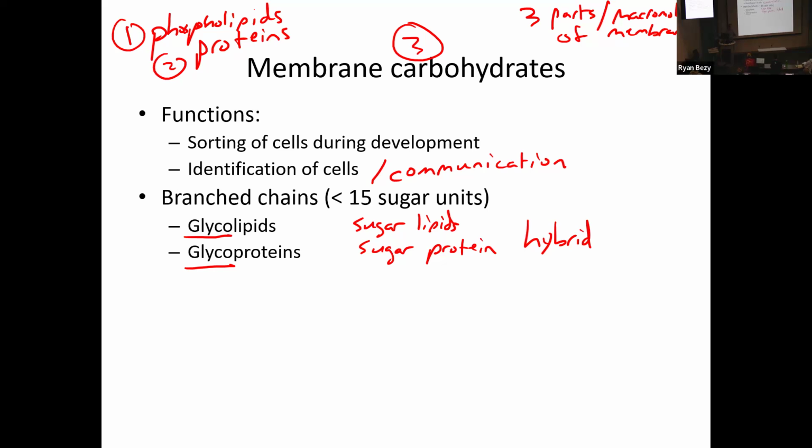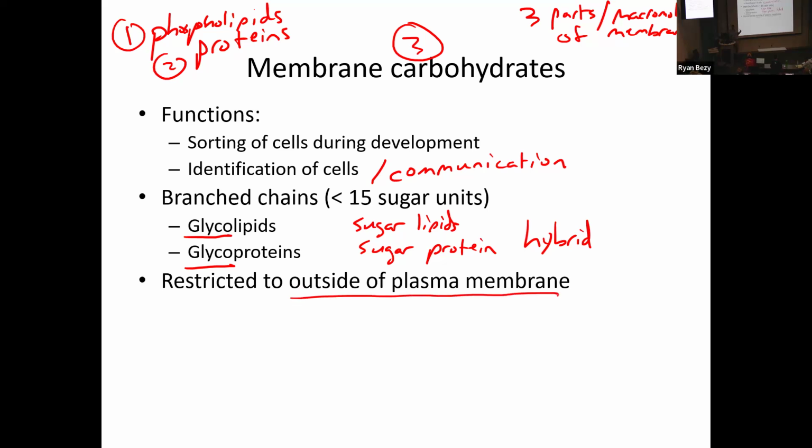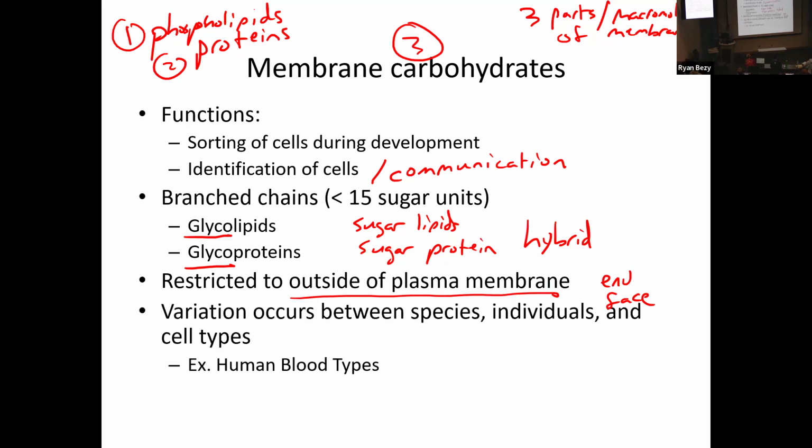The carbohydrate components of membranes are almost always on the outside of the plasma membrane, the environmental face, in essence, of the membrane. The carbohydrate groups are almost always on the outside of the cell, not on the internal face of the membrane. And different cells have different sugars that are involved. So there's a lot of variation in the sugar groups in membranes between species, even between individuals of the same species, or even between different cell types.